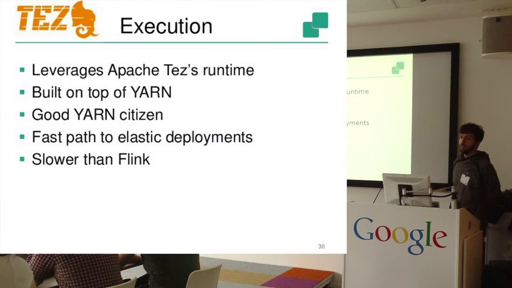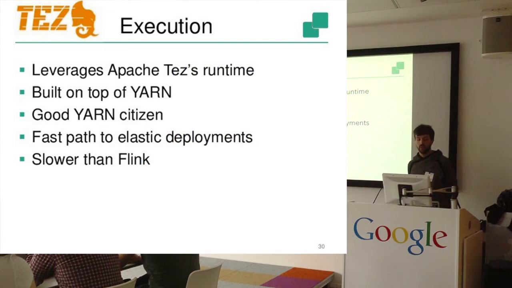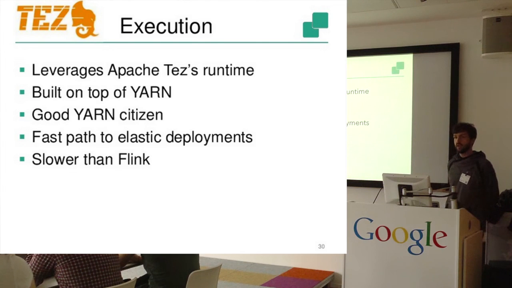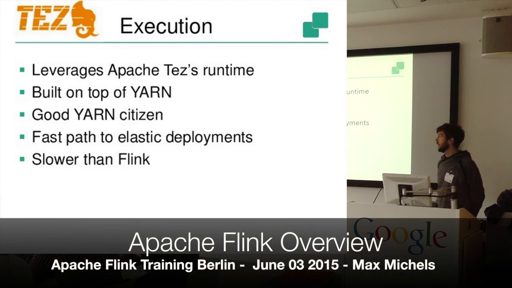We can also execute Flink plans on Tez, which gives you the advantage that you can take advantage of the Apache Tez runtime, which is a very good Yarn citizen because it's built with Yarn in mind from scratch. So if you have a very elastic deployment, where you want to add or remove machines at runtime, then Tez execution is the way to go. In general, if you don't have an elastic deployment, then it will probably be slower than Flink.